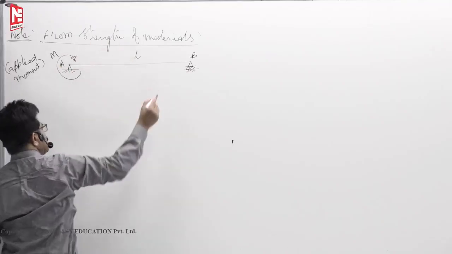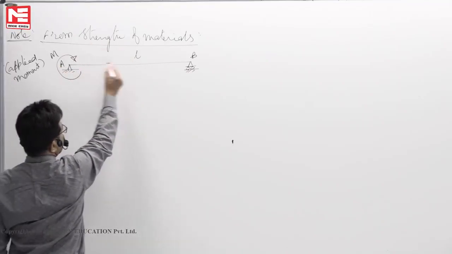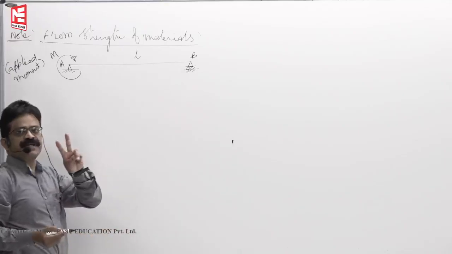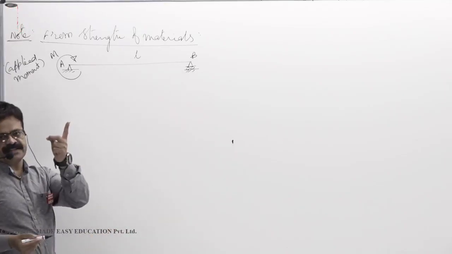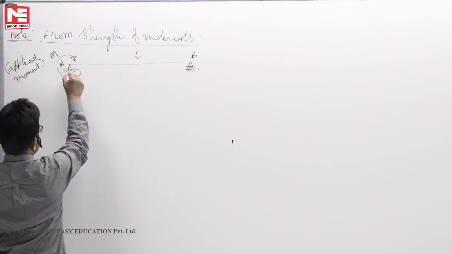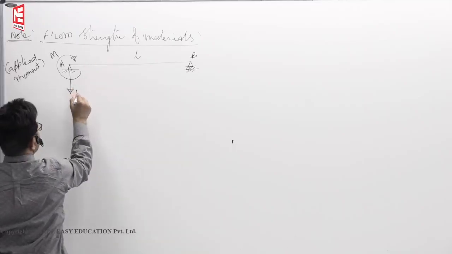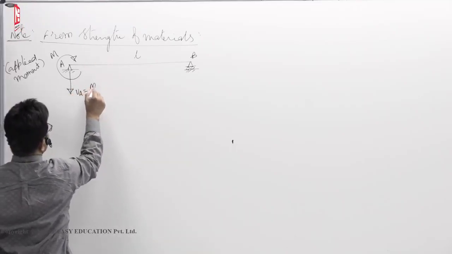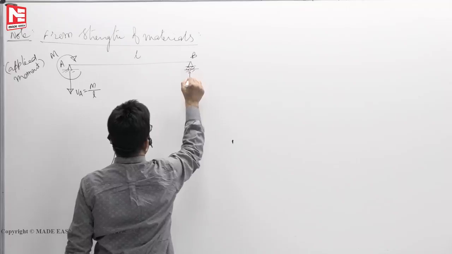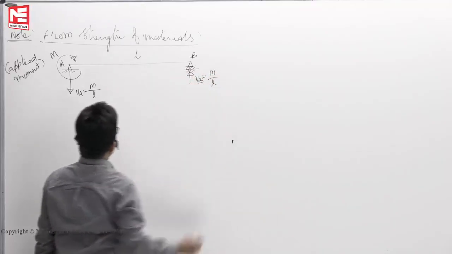When a moment M is clockwise, then the reactions here and here, two reactions will develop and those two reactions will form a couple. The only effect of this couple is moment. So if this is clockwise, an anti-clockwise moment will develop. VA is equal to M by L. VB is also M by L.